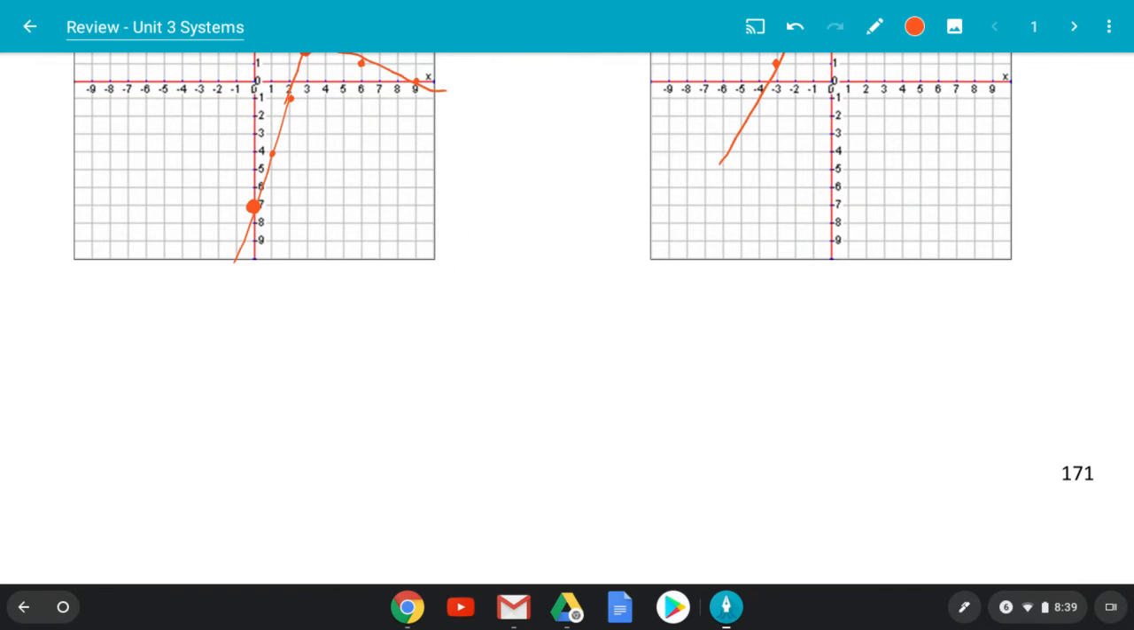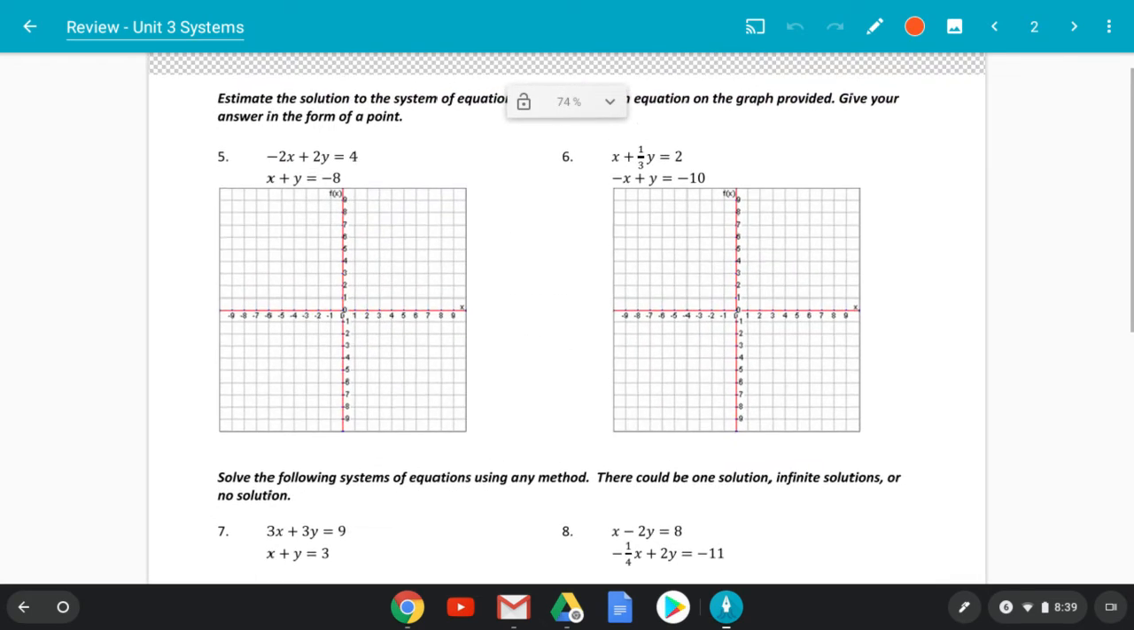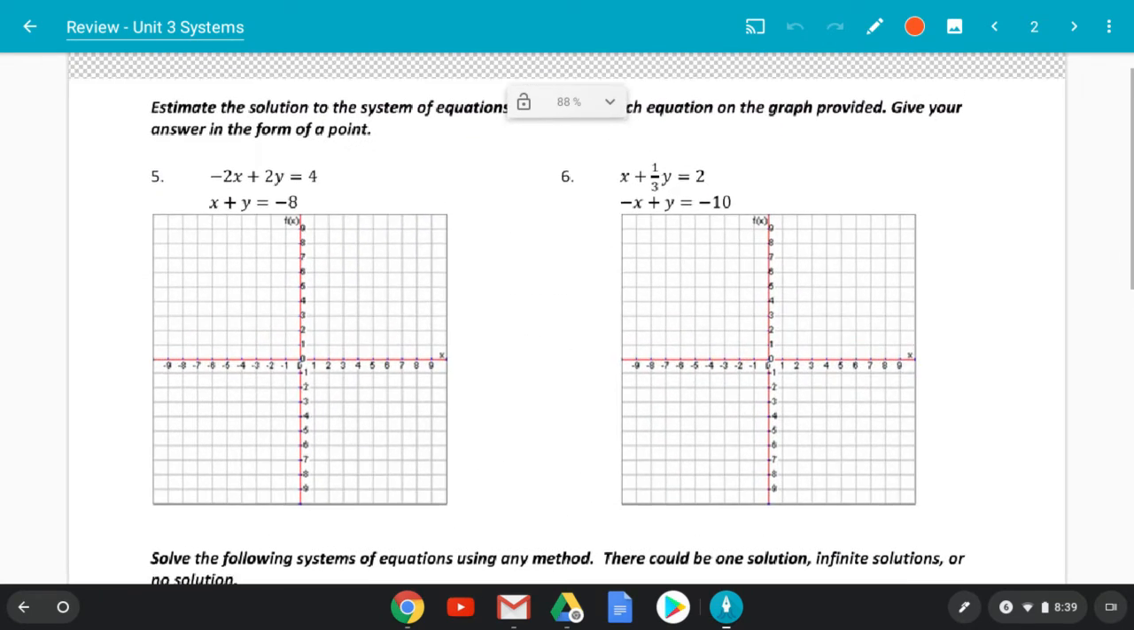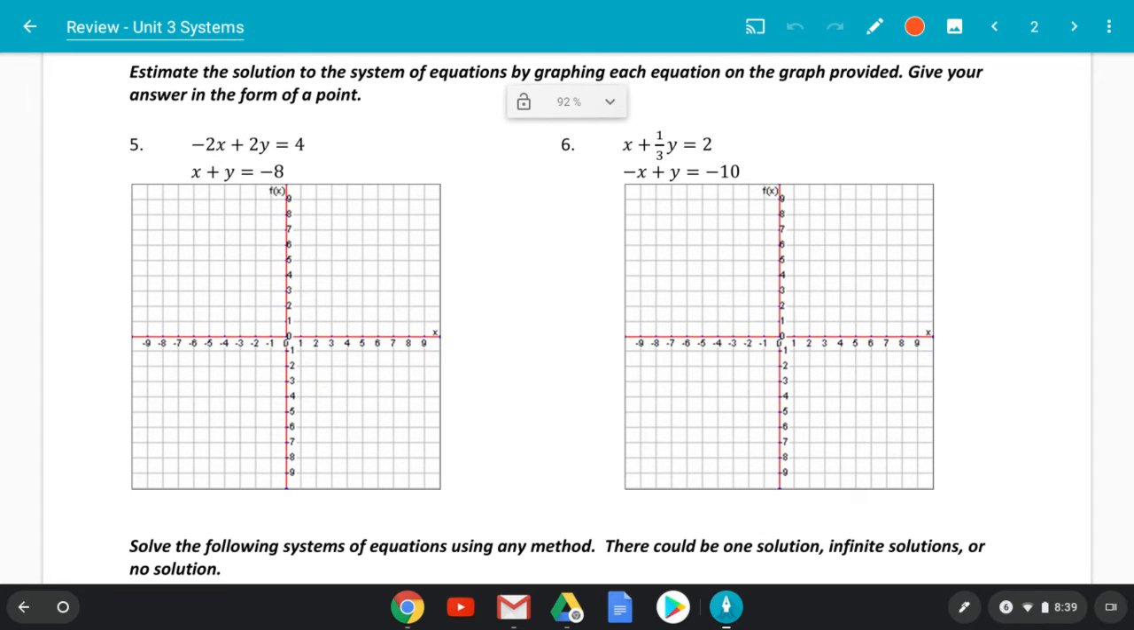Wonderful. That's the end of the first page. Going on to the back page. Now, numbers 5 and 6 are not in slope-intercept form. I'm going to keep doing these by hand because I can. But you would most assuredly use Desmos, and that's okay. There's nothing wrong with that. But I'm going to keep doing it by hand just for fun.